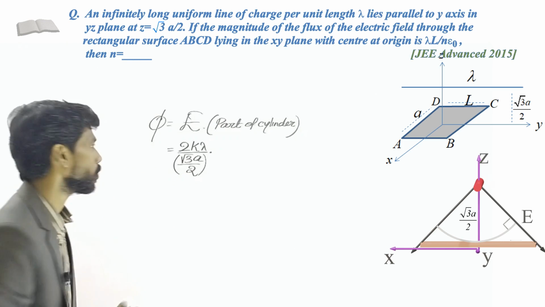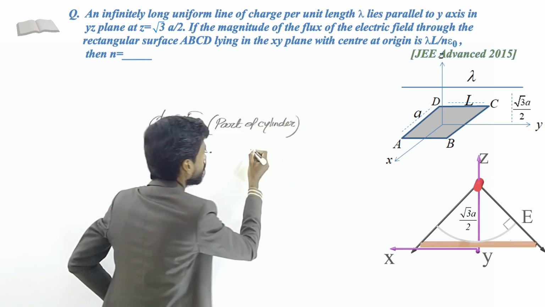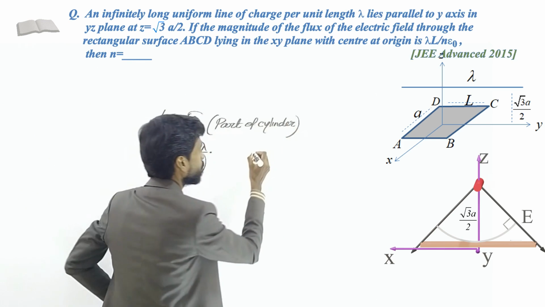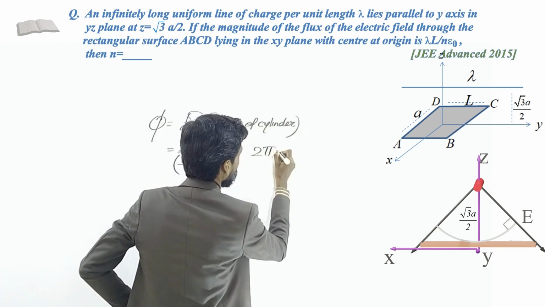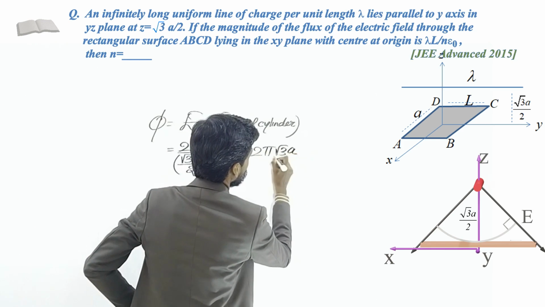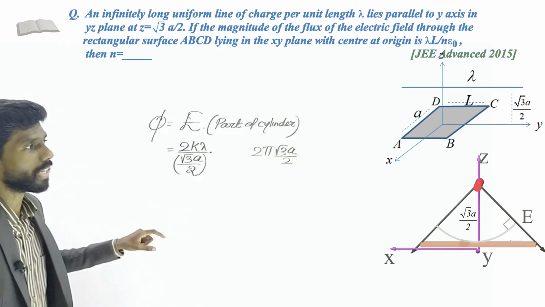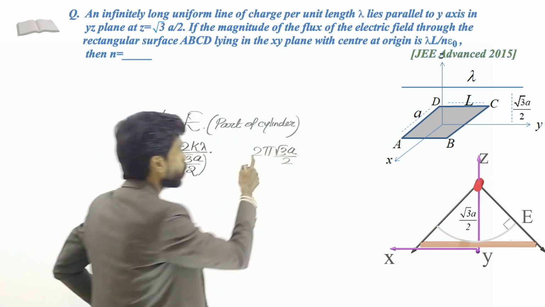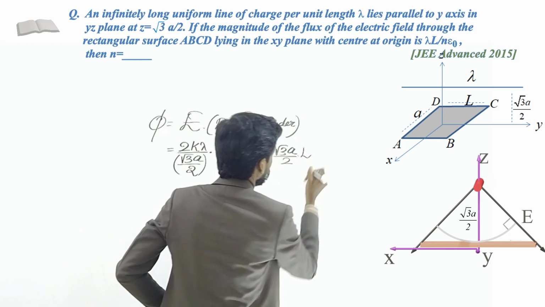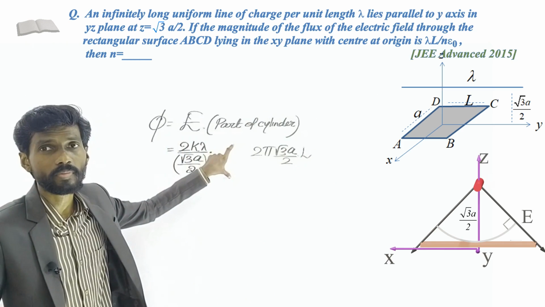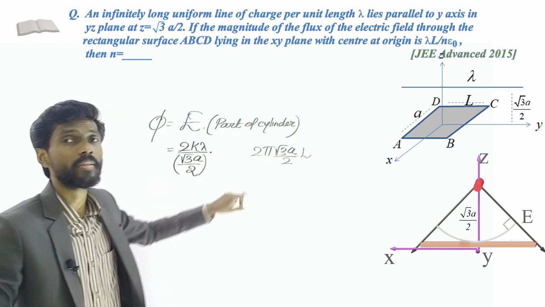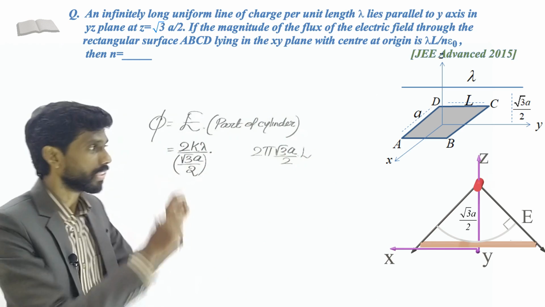So let us write the entire area of the cylinder. That is 2 pi r, where r here is root 3a by 2, again 2 pi r multiplied by the height. The height of the cylinder is that length, that is L. So 2 pi r L. But that is not our area, because this is the area of the entire cylinder. We only want that portion.